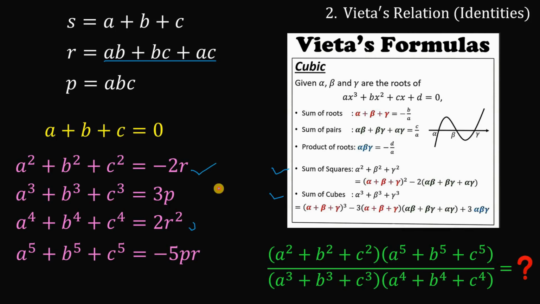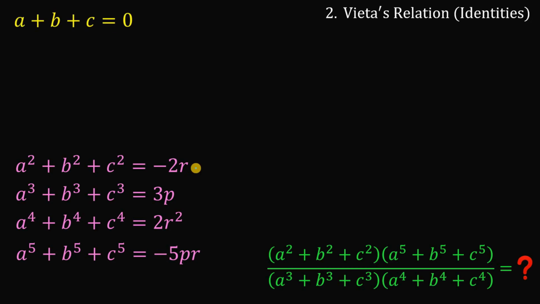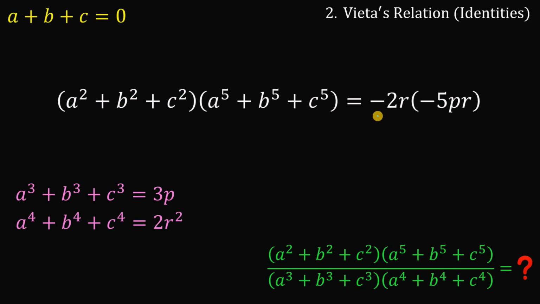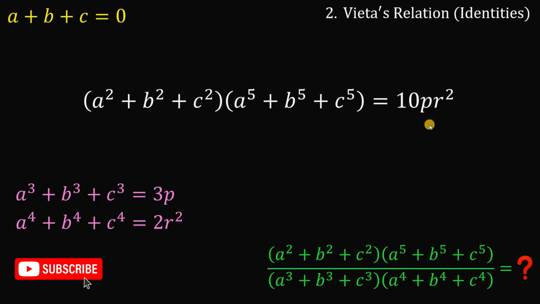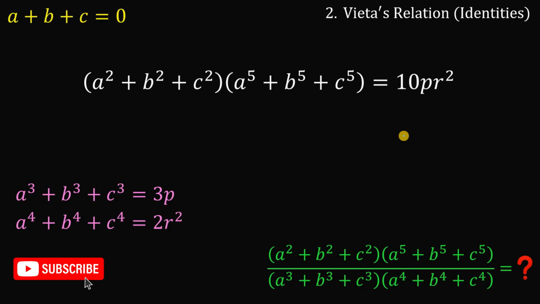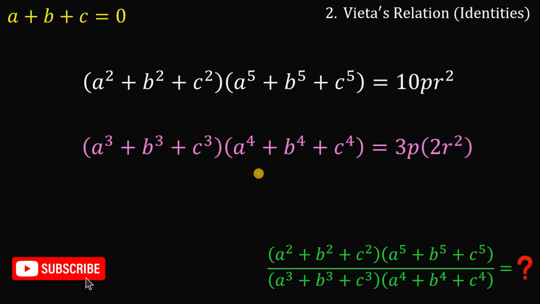Now, using the values of these four identities, we can find the value of this expression right over here. So let's do that. In the numerator, we have the sum of squares and the sum of fifths. Multiply negative 2r by negative 5pr. This will give us positive 10pr squared. So let's set this aside, and now let's get our denominator. The denominator is the sum of cubes times the sum of fourths. So 3p multiplied by 2r squared. This simplifies to 6pr raised to the power of 2.